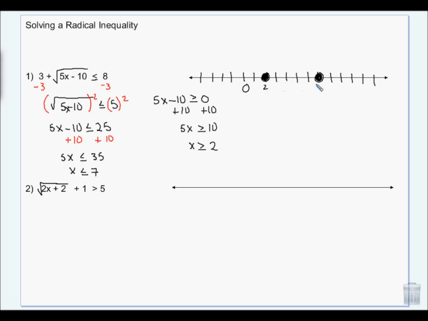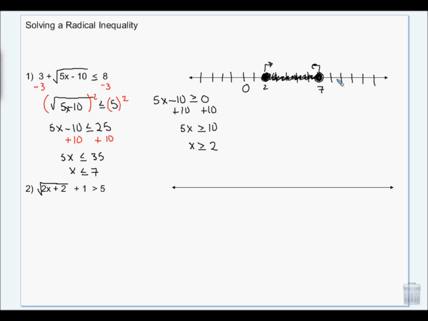So that's 2, that's 7. X is less than or equal to 7, but it's greater than or equal to 2, so it would be between here. And we just want to double check it. In order to double check it, pick a number less than 2. If I plug a 0 in, I would get the square root of negative 10. That's not going to work, right? So it's not going to be less than that.